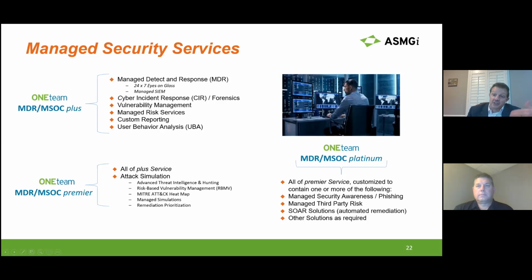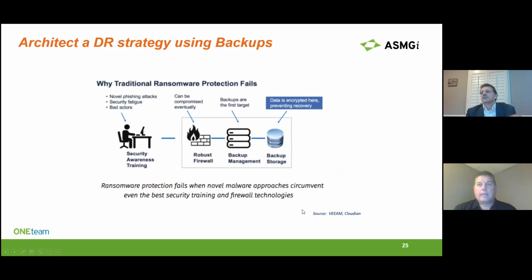And then other things like security awareness and phishing tests. Phishing remains, and users remain, a critical attack surface. And just educating them and testing against that is important. And being able to use SOAR solutions to automate a lot of those things. So I wanted to move on to backups a little bit. One other point. I'm sorry, go ahead, Frank.